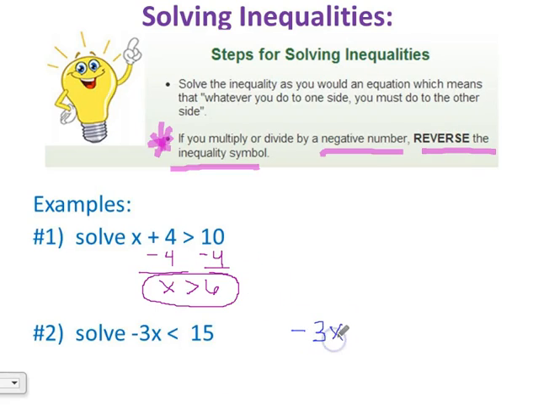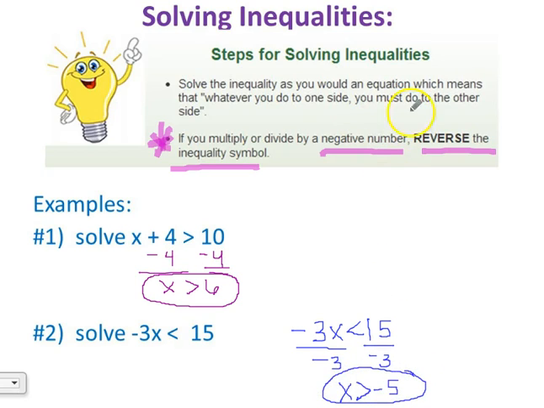So I've got -3x, which is negative 3 times x, is less than 15. So how am I going to solve for x? X is being multiplied by negative 3. So here is where that rule says if you multiply or divide by a negative number, we need to reverse the direction of the inequality sign. So I'm going to divide each side by negative 3, and when I do that, instead of saying x is less than, now I'm going to change the direction so it's greater than. 15 divided by negative 3 is negative 5.